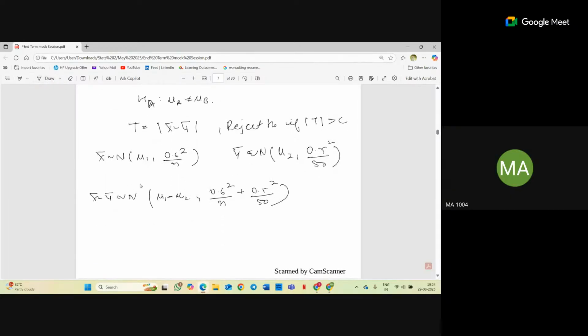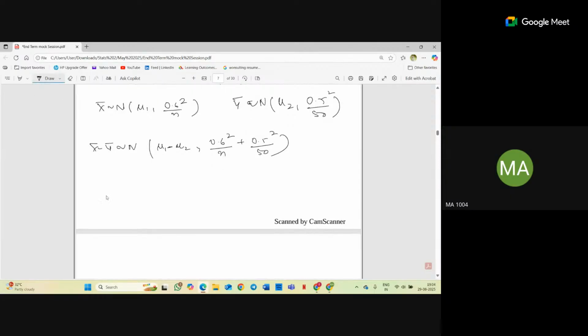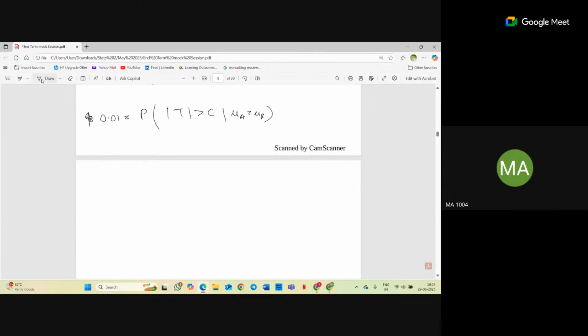Then the p value is the probability of rejecting H naught. That means my 0.01 is basically the probability that the mod of x bar minus y bar is greater than c given H naught is true, that is, mu A equals mu B. So let's normalize it. This will be the probability of mod of Z greater than.